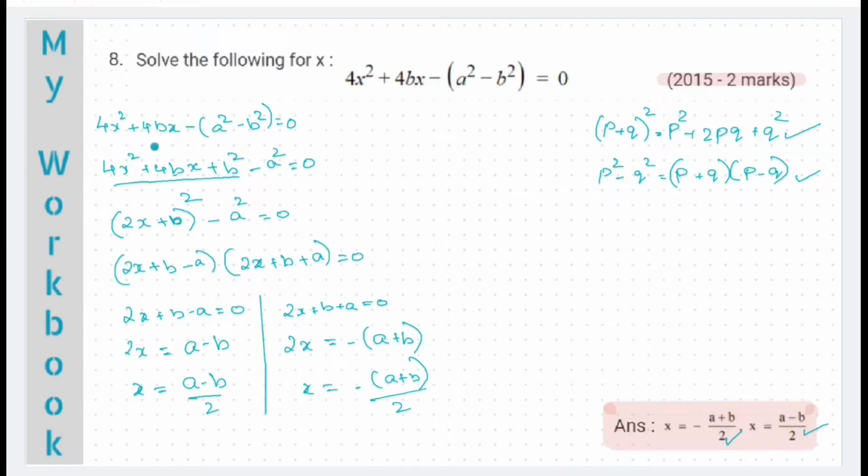Just rearrange the terms in the equation and try to apply the known algebraic identities and simplify it as a product of factors.